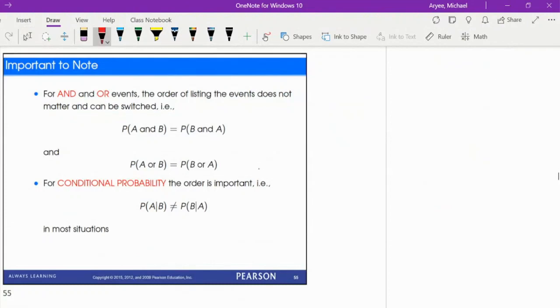Okay, some few important things to note. A and B is the same as B and A, or A or B is the same as B or A. For conditional probabilities, P of A given B is not the same as P of B given A. In other words, event B occurring given event A is not the same as event A occurring given the condition B. Note that here the conditions are different. This side the condition is B, this side the condition is A. That is why they are not the same, because the conditions are different, the events are different. But "and" and "or" are interchangeable.